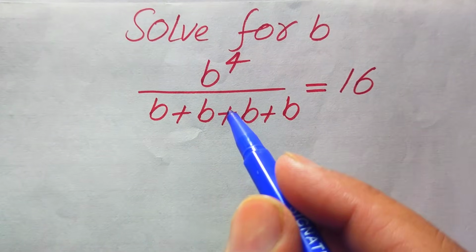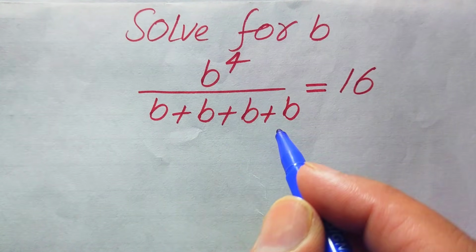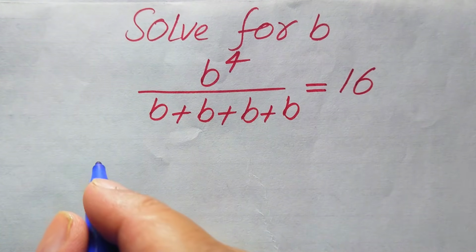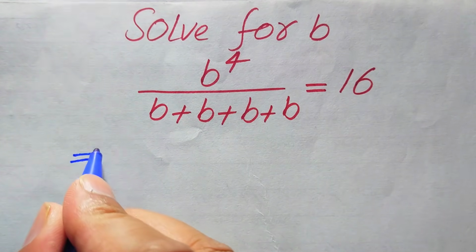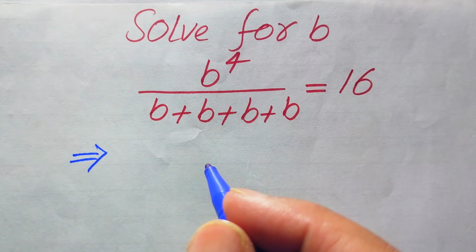So here we have b to the power of 4 divided by b plus b plus b plus b equals 16, and we solve this problem for all the values of b. I hope you like this method, but if you have any other method in your mind, please don't hesitate to write it in the comment section.